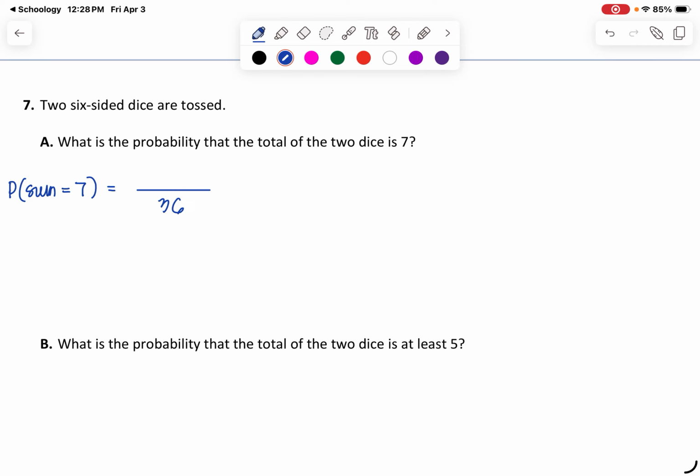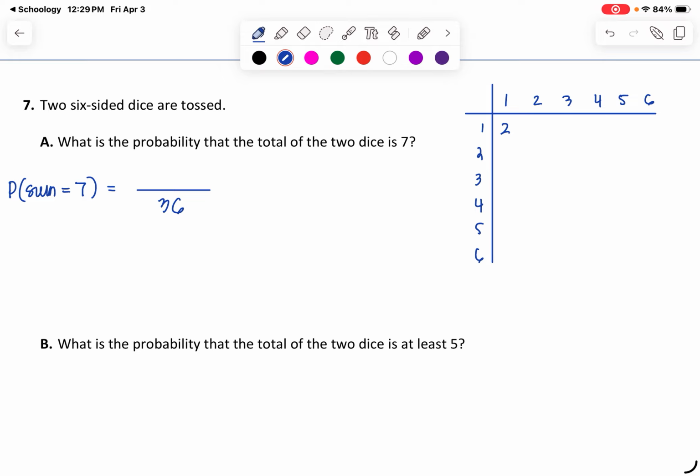Or I can make a chart of all the possible outcomes. I'm going to choose to make a chart of all the possible outcomes because I can already see that the next one is at least 5, and it's going to be helpful to have all the outcomes listed here. Okay. All right, so I don't know why I made it like this, but I'm going to anyways. All right, so 1, 2, 3, 4, 5, 6 for my first die. 1, 2, 3, 4, 5, 6 for my second die.